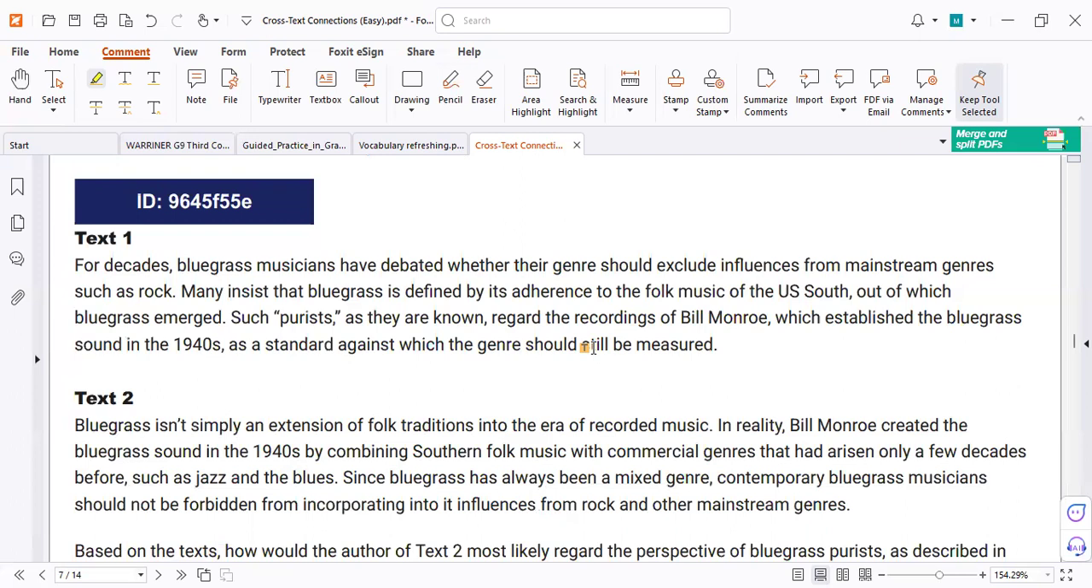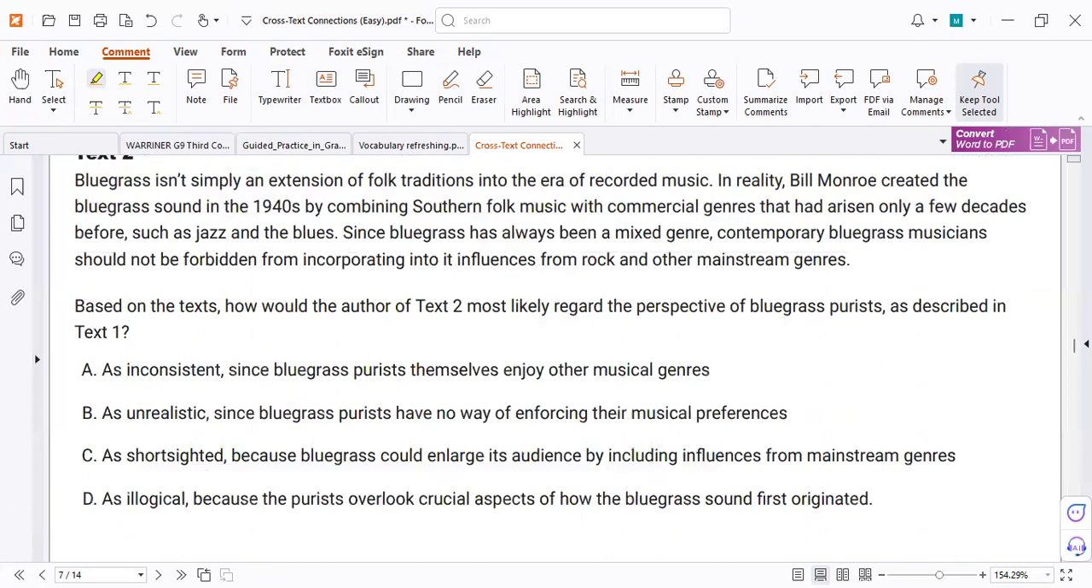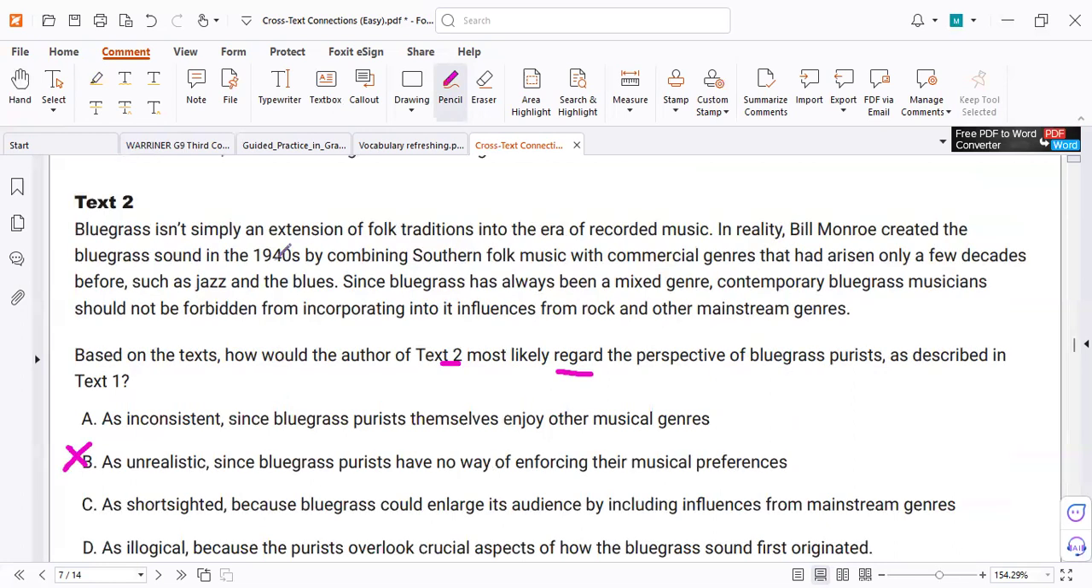The answer is B. B is the right answer. So letter B, it is no. Let's read again. So no B. Remember, he says how does he regard, meaning how did he respond? About what? The perspective only. So what did he mention about the perspective?